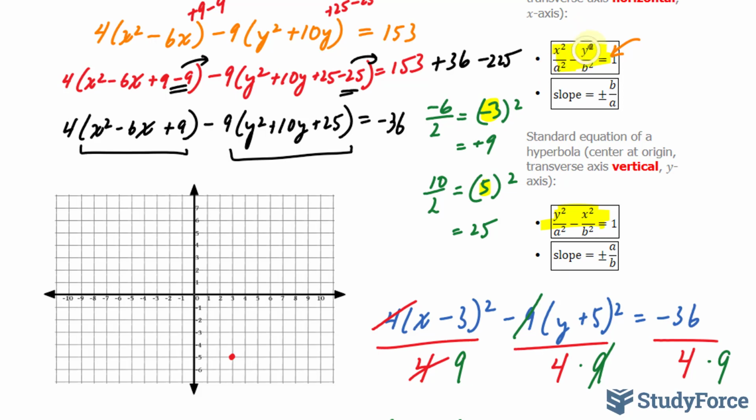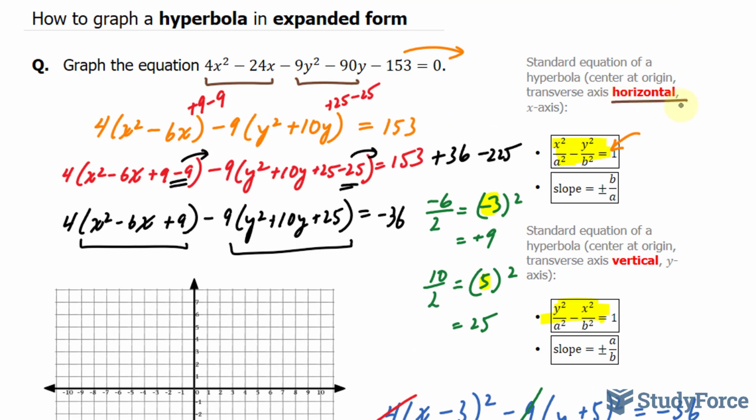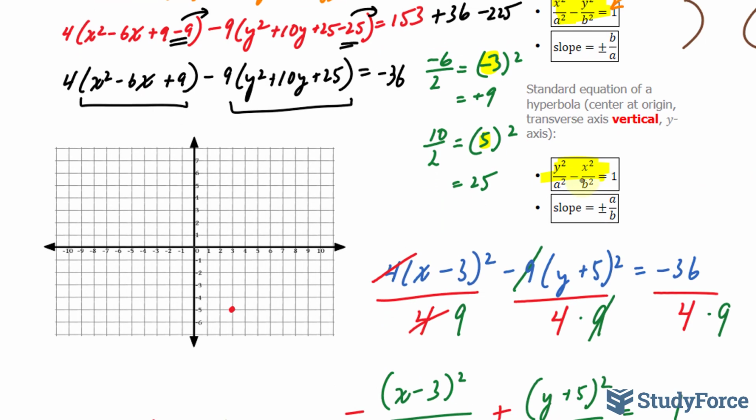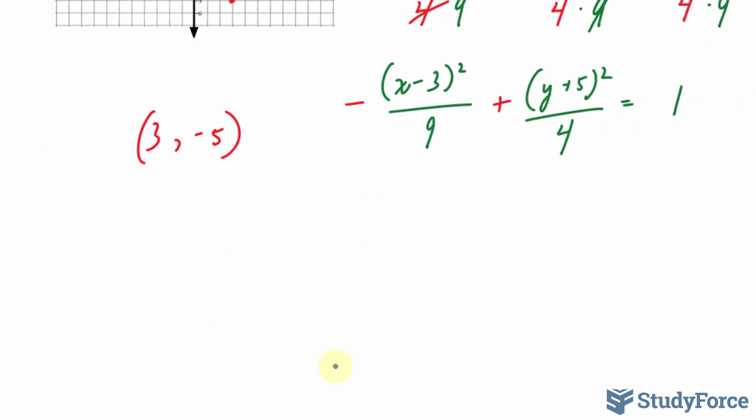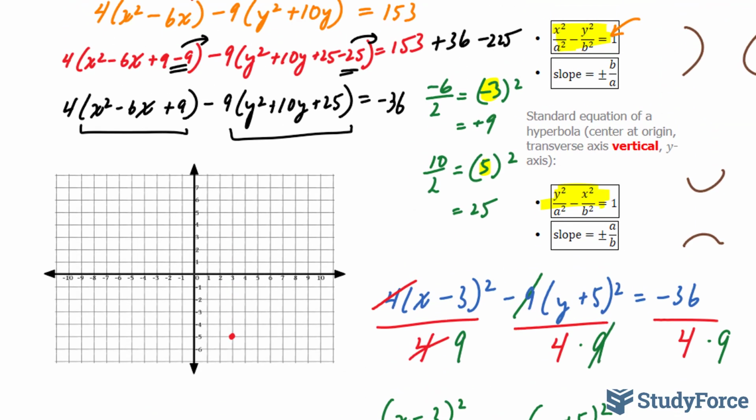If the y variable is negative, as you can see, then your transverse axis will be horizontal, so it will open up like this. If your x is negative, then it will open upwards. Let's take a look at ours. Here y is positive and x is negative, so ours will open up vertically. The transverse axis is vertical.